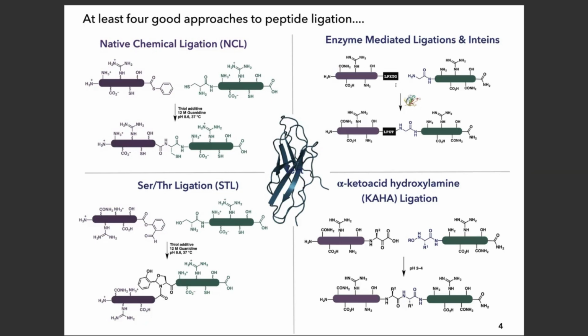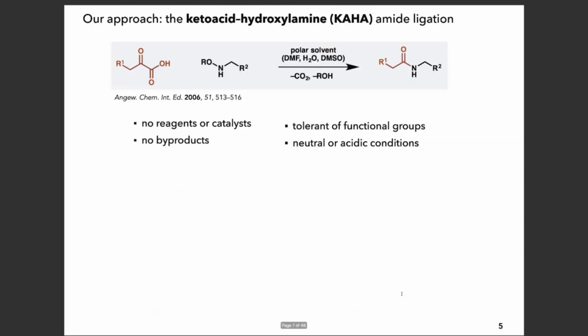And that leads to this intermediate that can be decomposed into the ligated product. There's some really beautiful and powerful work using enzyme-mediated ligations, such as sortase, as shown here. And then there's work from our group that I will talk briefly about today, which is what we call the KAHA ligation, or alpha-keto acid hydroxylamine ligation, in which one peptide contains a C-terminal alpha-keto acid and an N-terminal hydroxylamine, and we can combine these peptide segments together under acidic conditions in order to form the amide bond.